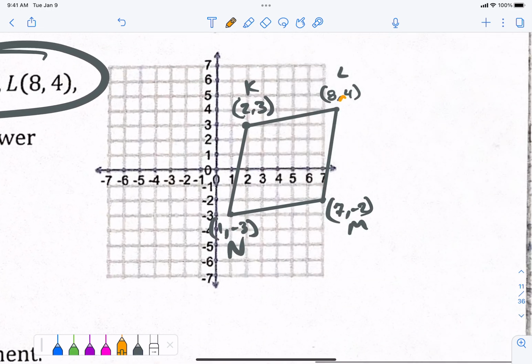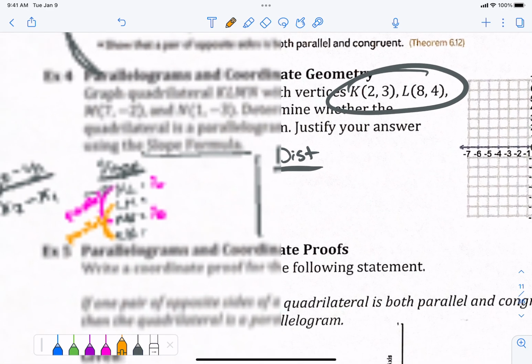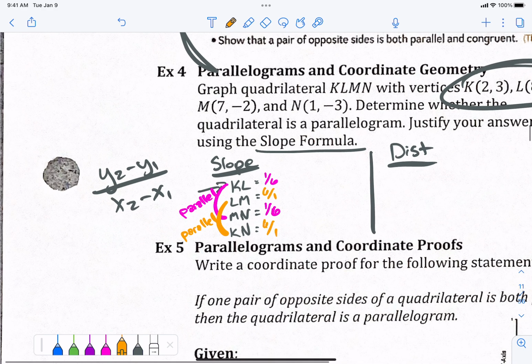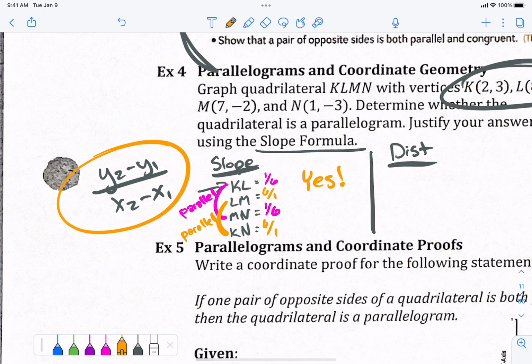So from L to M, how much is it rising, how much is it running? I think it's going up 6 over 1. Is the other one also up 6 over 1? Okay, now again, we could have done that with just the coordinate points and done y2, y1, x2, x1 and looked at those. But now we have it confirmed. Yes, this is a parallelogram.